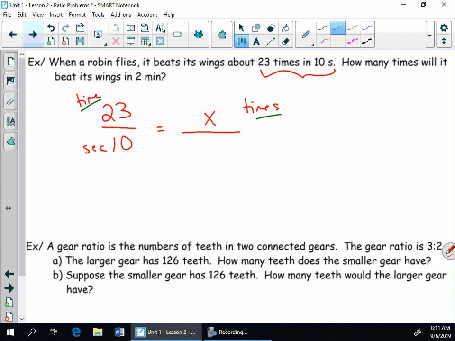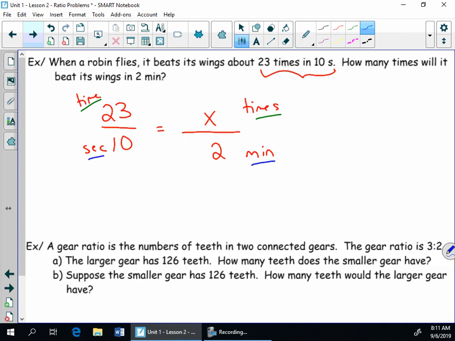The thing I do know is I want to know how long it takes in 2 minutes. Now some of us might want to put the number 2 in here. But if we stop and think for a second, we've got ourselves a little problem here. One of these is seconds, one of these is minutes. That's going to be hard to make a ratio. Those aren't equivalent. They're different ways of measuring time.